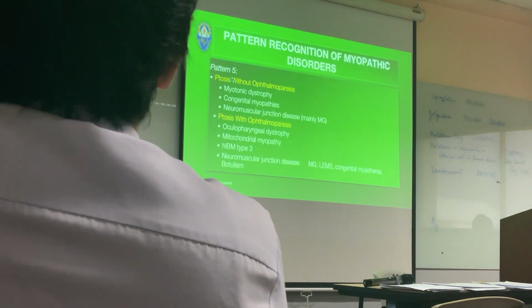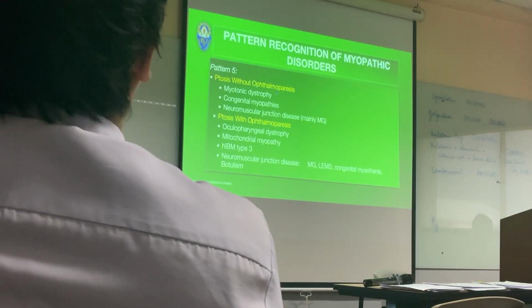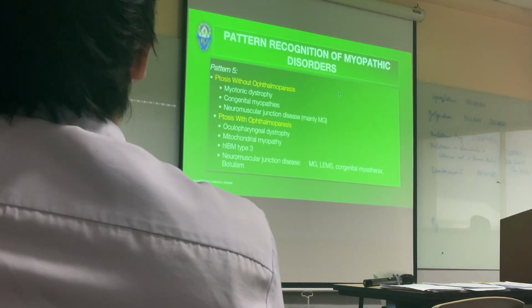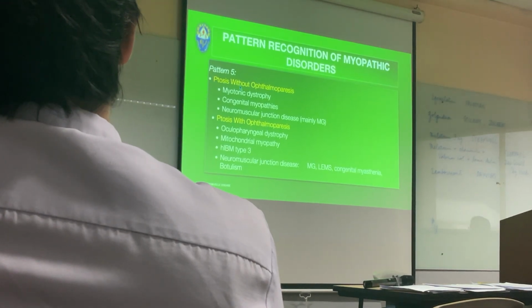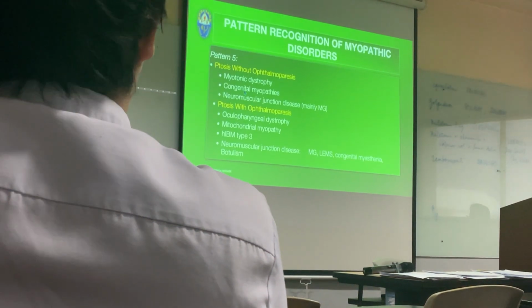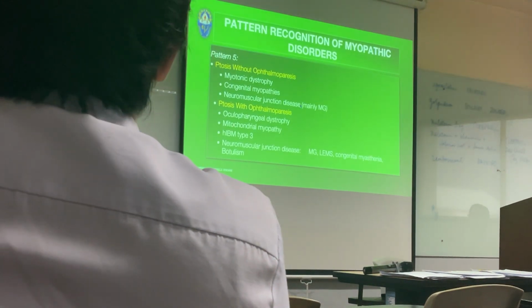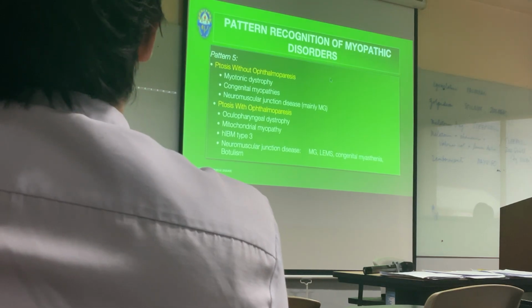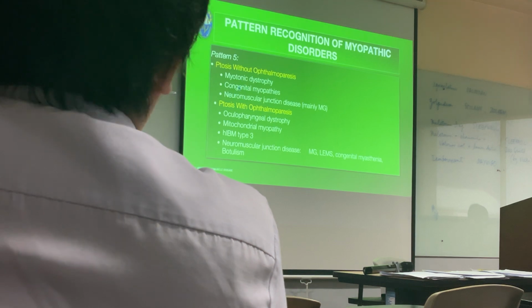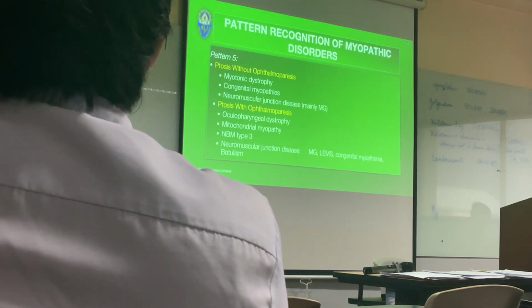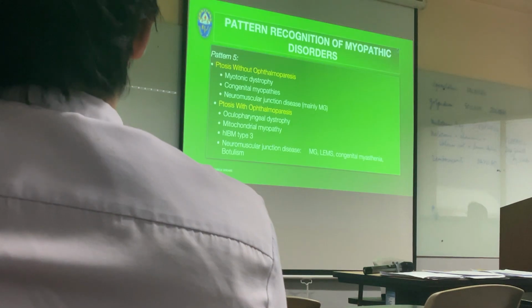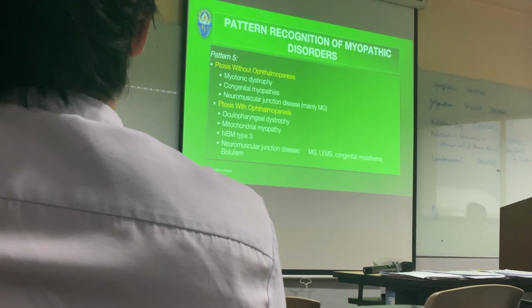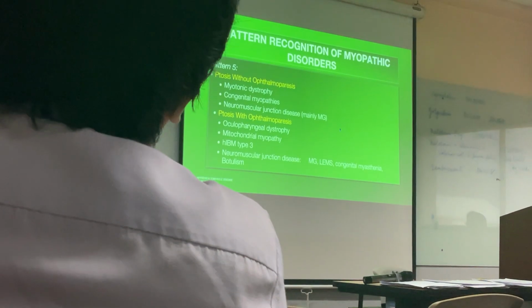So, ptosis without ophthalmoparesis. Okay, pattern 5. Ptosis is the manifestation. So, myotonic dystrophy, congenital myopathies. Obviously, the differential diagnosis is neuromuscular junction whenever you have ptosis. But again, if it is a myopathy, the ptosis will always be there. Clear? Whereas in neuromuscular junction, it comes and goes. It is relieved in the morning. That's why you have to ask the history.